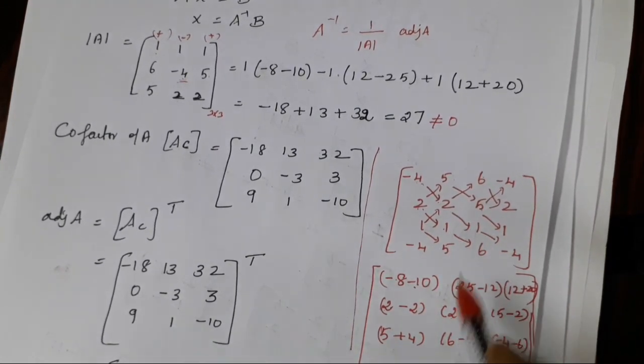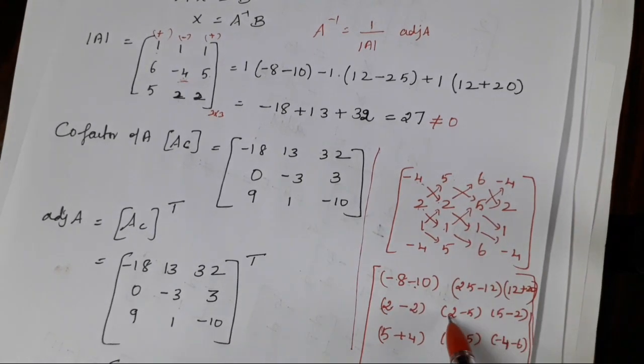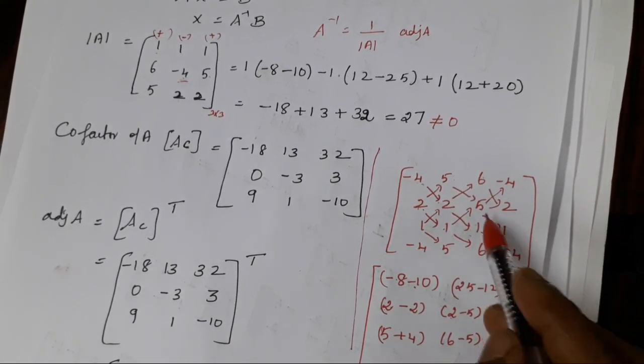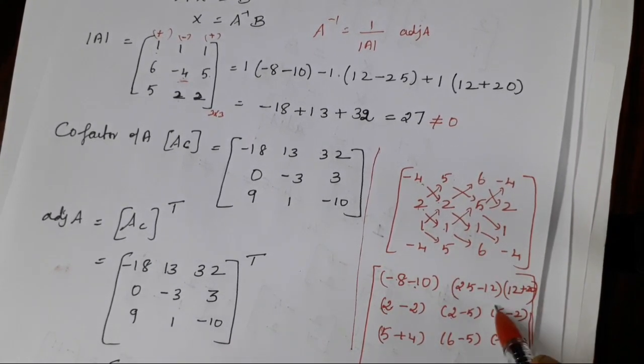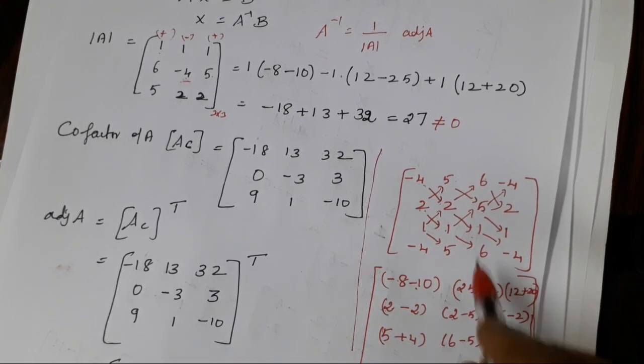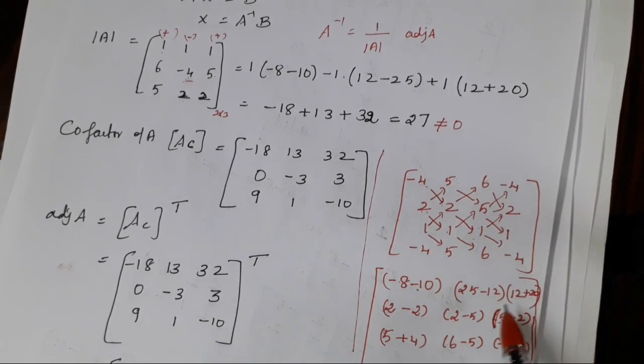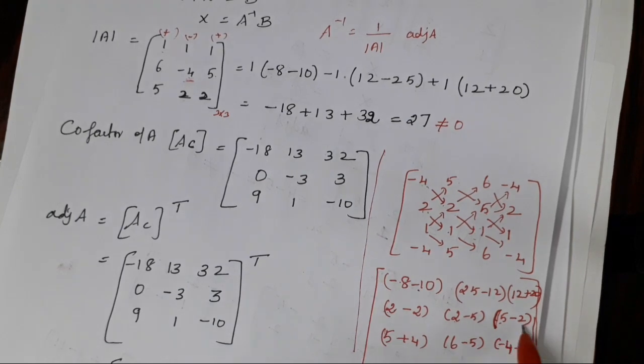Again, 2 1s are 2, 1 5 is 5. Next, 5 1s are 5, 1 2 is 2. So 5 minus 2.